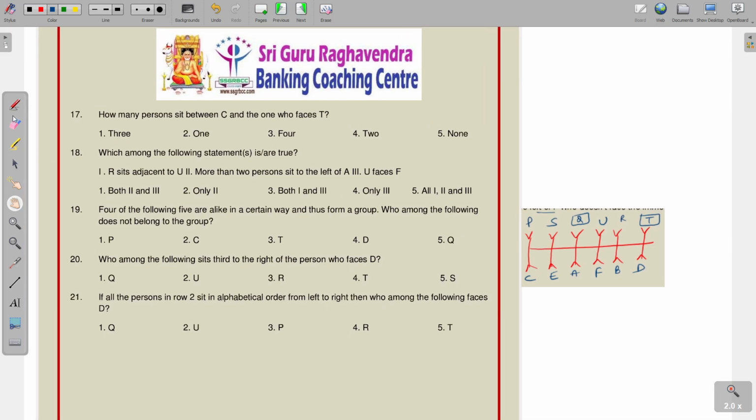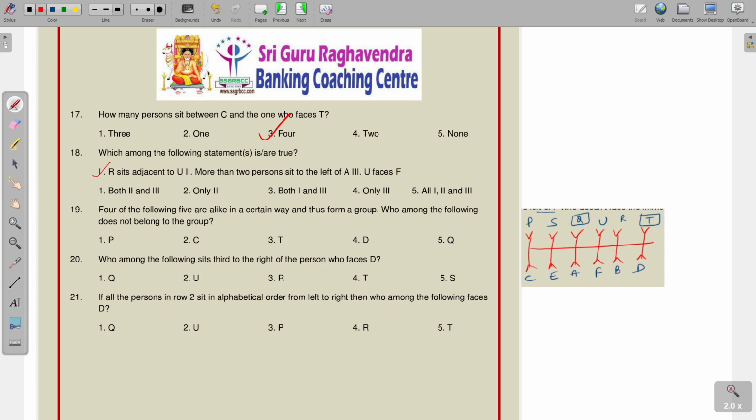Question number 17. How many persons sit between C and the one who faces T? So C here and the one who faces T, that is D. Between both there are 4 persons. Which among the following statements is true? R sits adjacent to U. So R is adjacent to U. It is the correct one.